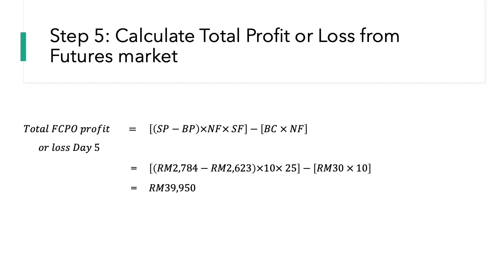Change in price in day 5 is equal to price 5 minus price 0, divided by price 0. So 2,623, which is the price in day 5, minus 2,784, which is the price in day 0, divided by 2,784, price day 0, times 100. So you get negative 5.78%.